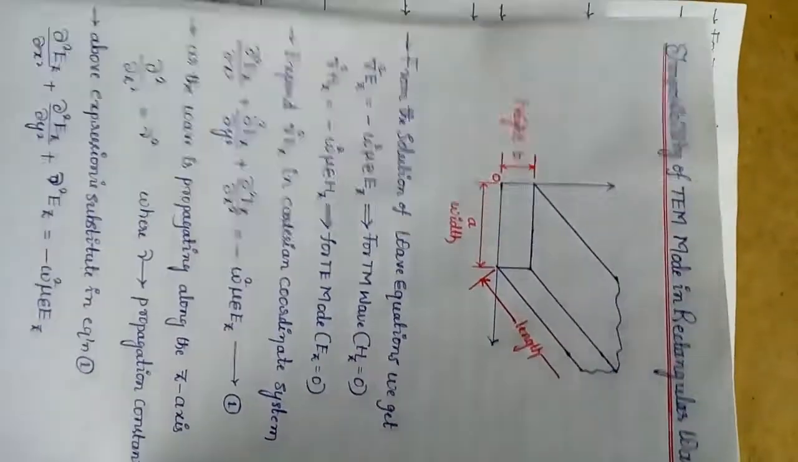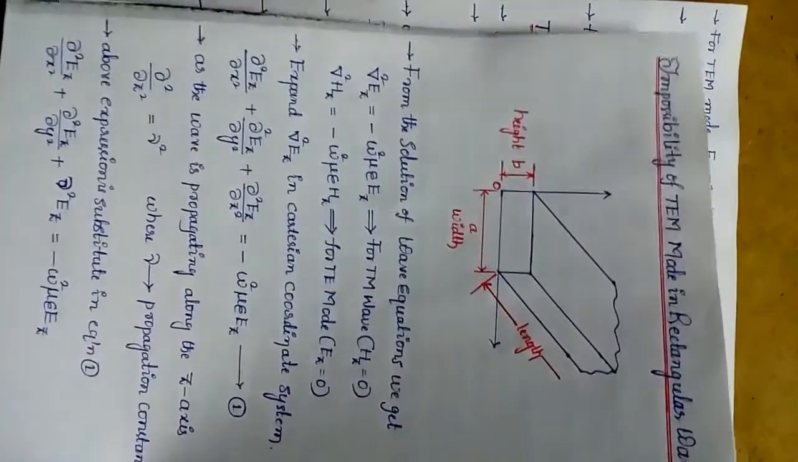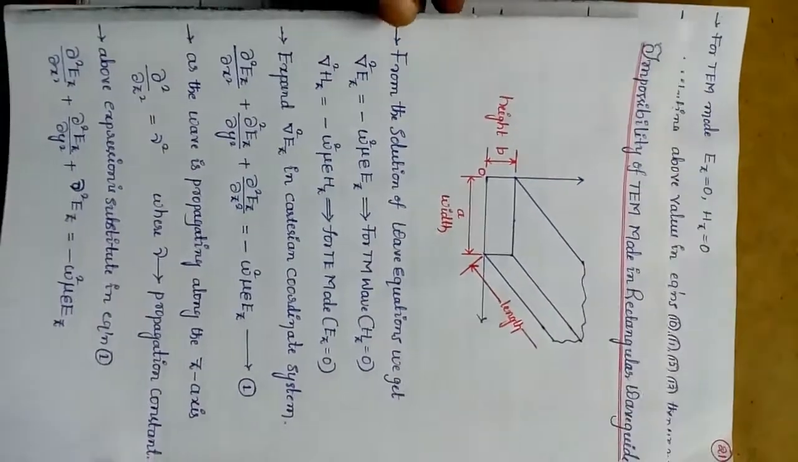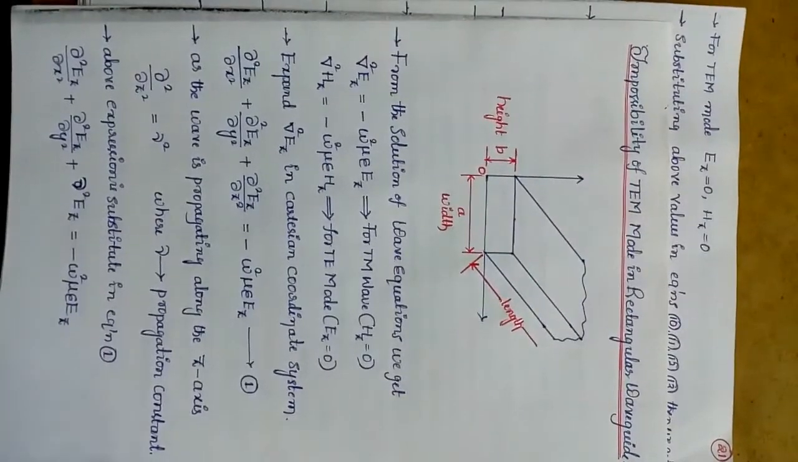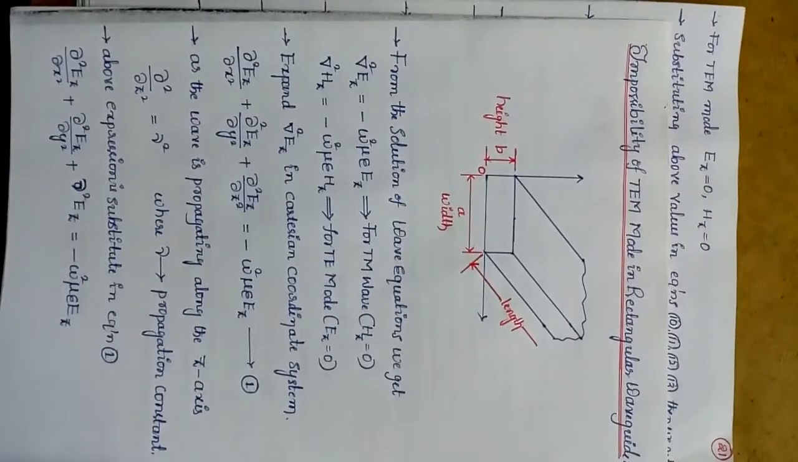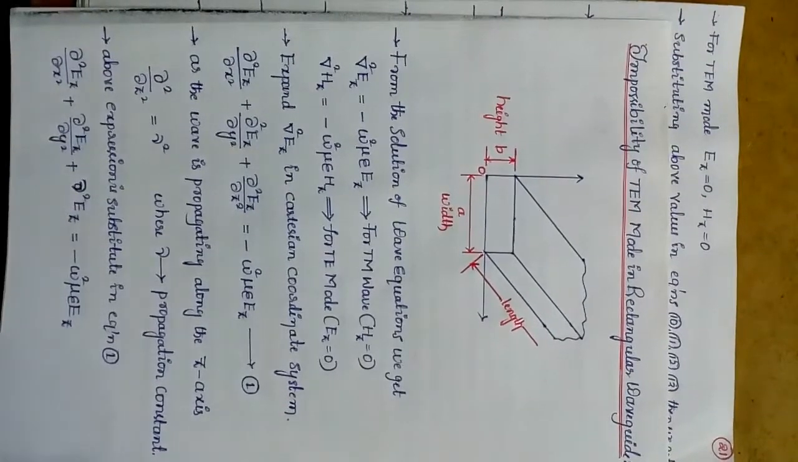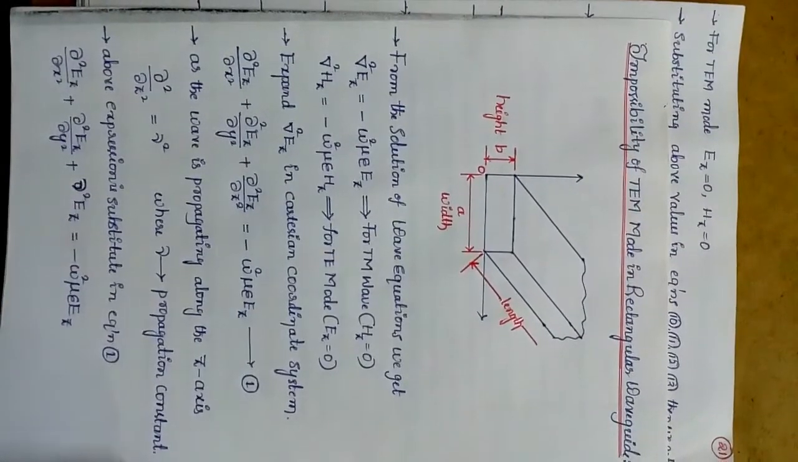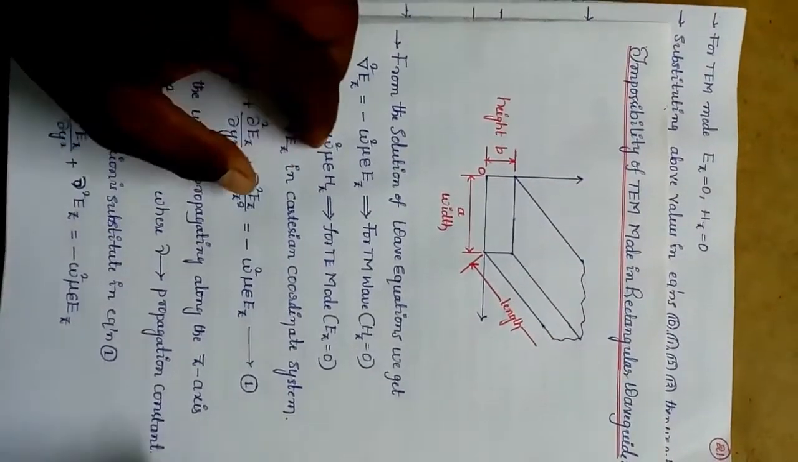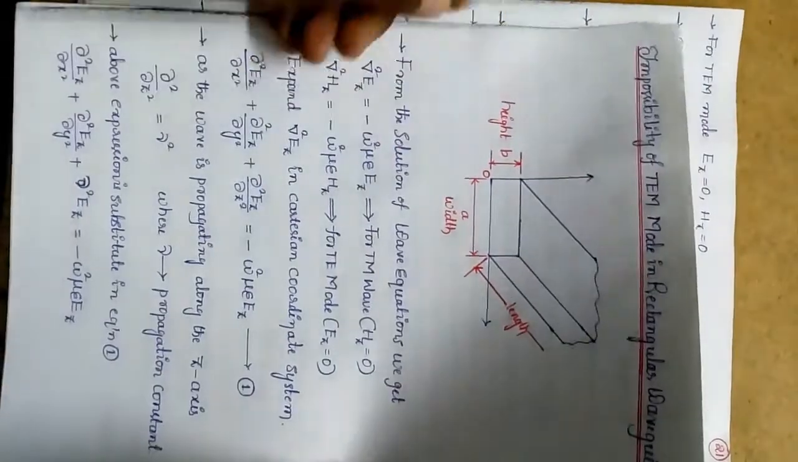In the last lecture, we discussed the impossibility of TEM mode in rectangular waveguide. What are the reasons why the TEM wave does not exist in a rectangular waveguide? That is the topic of impossibility of TEM mode in rectangular waveguide, which is very important in the first unit. The continuation after this topic.